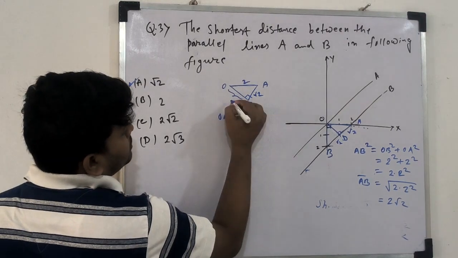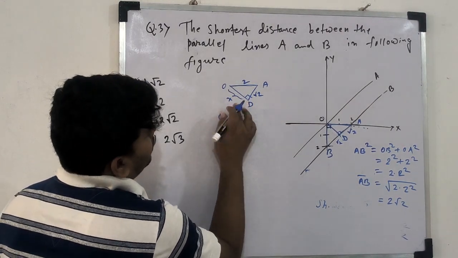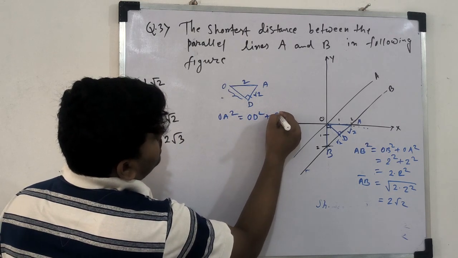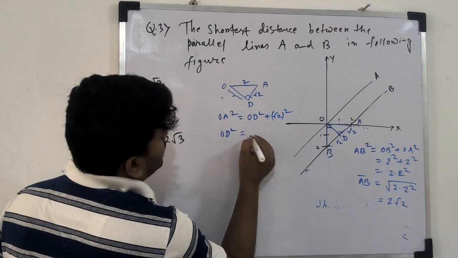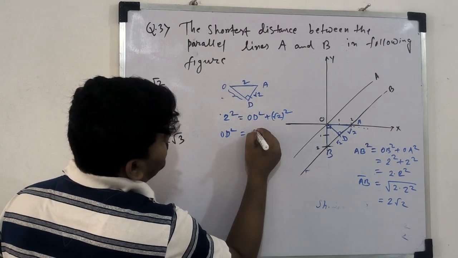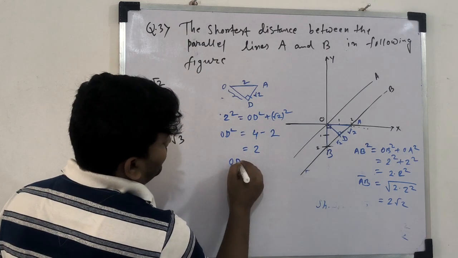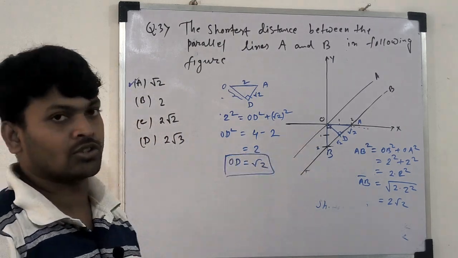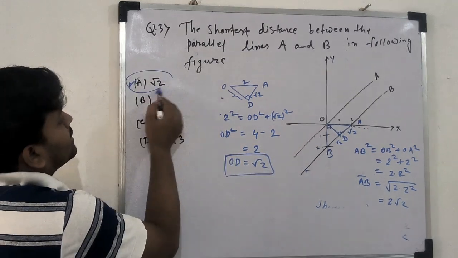Now we apply Pythagoras: OA square equals OD square plus root 2 square. So OD square will be OA square, that is 2 square, that is 4, minus 2, so 2. Therefore OD equals root 2. So you can apply this Pythagoras rule to solve this problem also. The ultimate answer will be root 2.